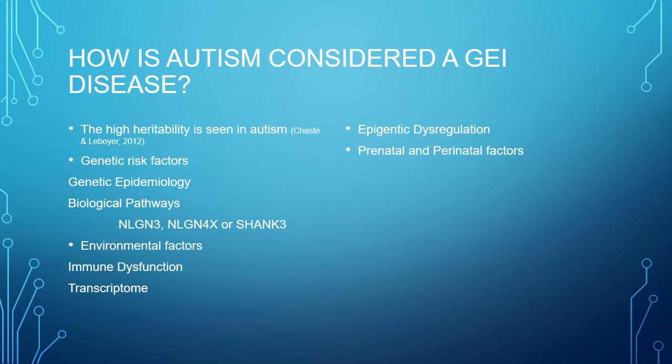Environmental factors would be immune dysfunction and transcriptome. Immune dysfunction simply means that there are problems in the immune system of the body. There have been studies showing that there is an increase of activated cells, which means turned on. Transcriptome basically deals with gene expression in the brain of an autistic child and a normal child, comparing the two.